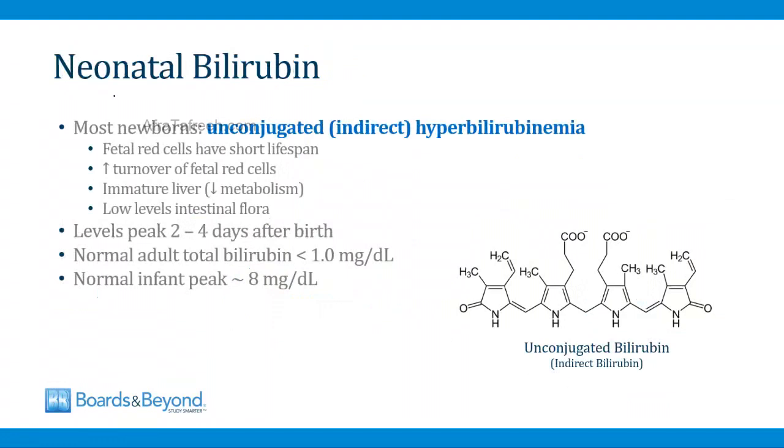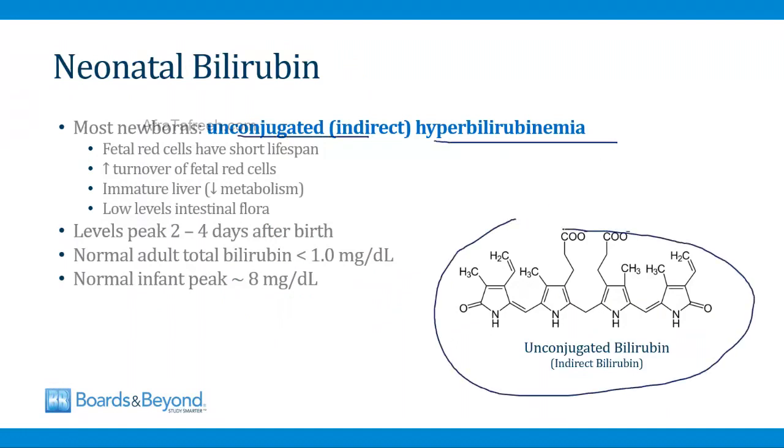In terms of newborn babies, most newborns develop some degree of unconjugated or indirect hyperbilirubinemia. They have abnormally high levels of unconjugated bilirubin in the plasma. There are a couple of reasons why this almost always happens in newborn babies.